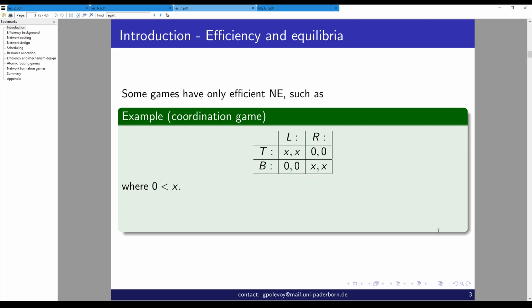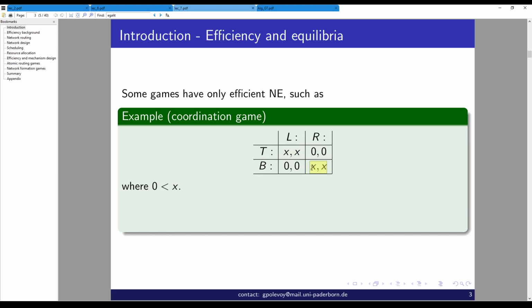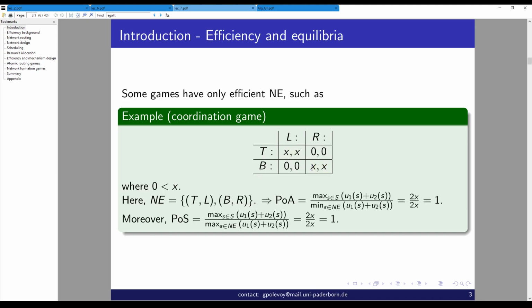Now let us look at an opposite example, the simple coordination game. So there are two Nash equilibria, top left and bottom right. So this one and this one. And that's also the optimum possible total social welfare. So the ratio of the best social welfare in any profile to the worst social welfare in an equilibrium is 1. And also that's the ratio of the best social welfare to the best Nash equilibrium, because the worst and the best Nash equilibrium have the same value. There are two equilibria, but they both have the same payoffs.